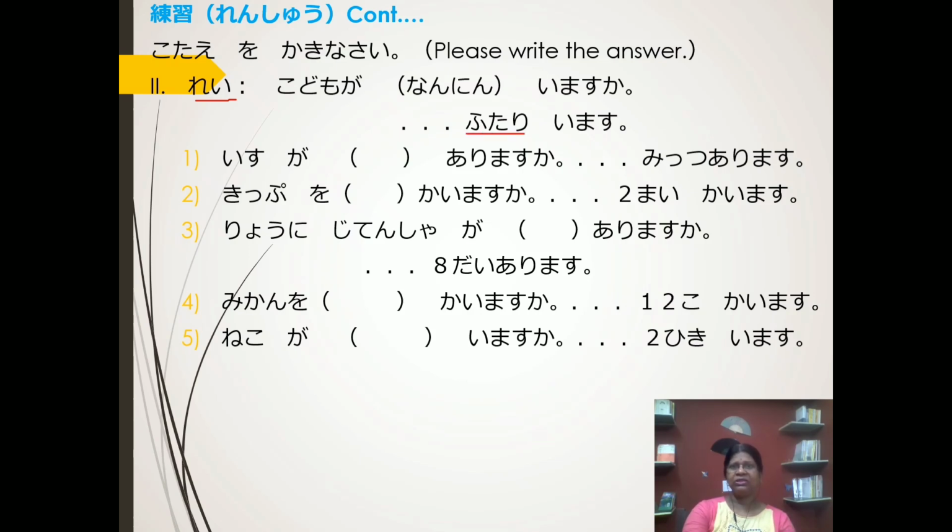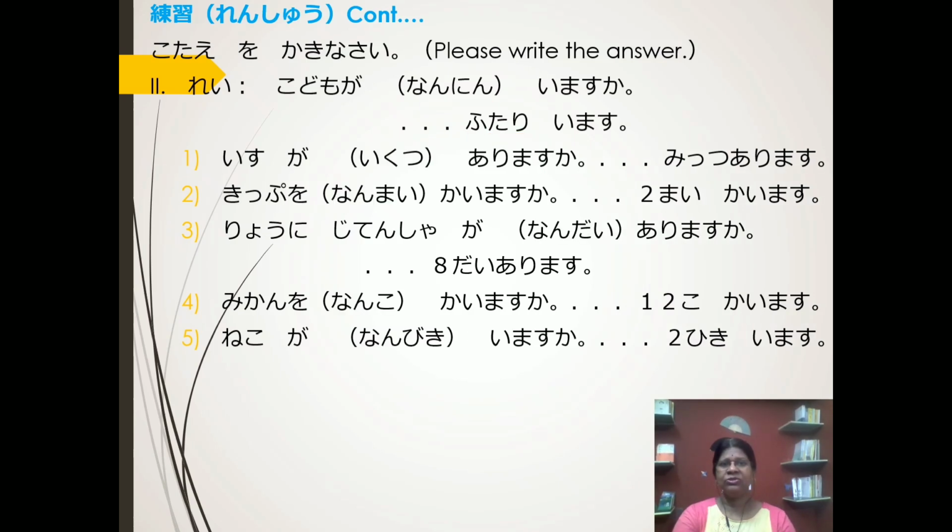So the question is nannin. So ichiban kara 5番まで shite kudasai. Okay, please do from question number 1 to 5. Then you check the answer. Ichiban isu ga ikutsu arimasu ka? Here the answer is mitsu. So the question should be ikutsu. Kippu wo nanmai kaimasu ka? Here the answer is nimai. So the question is nanmai. It is very easy to form the question when you check the answers.